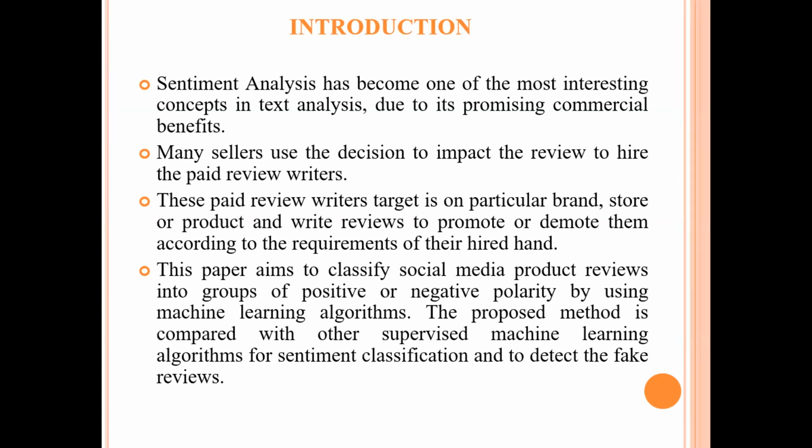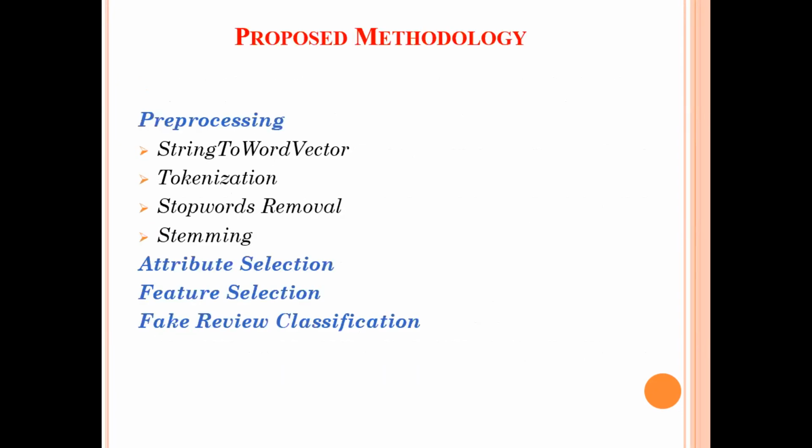This paper aims to classify social media product reviews into groups of positive or negative polarity by using machine learning algorithms. The proposed method is compared with other supervised machine learning algorithms for sentiment classification and to detect the fake reviews. This is my overall proposed methodology. First one is pre-processing and attribute selection, feature selection, and fake review classification. In pre-processing, I took 4 methods: string to word vector, tokenization, stop word removal, and stemming.